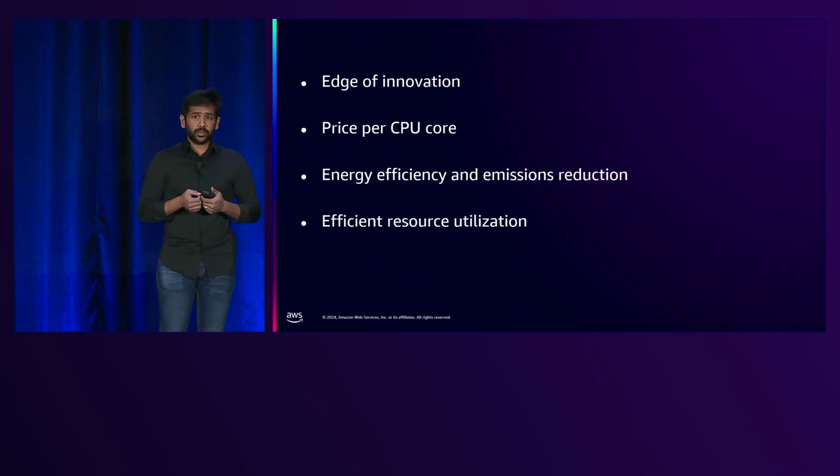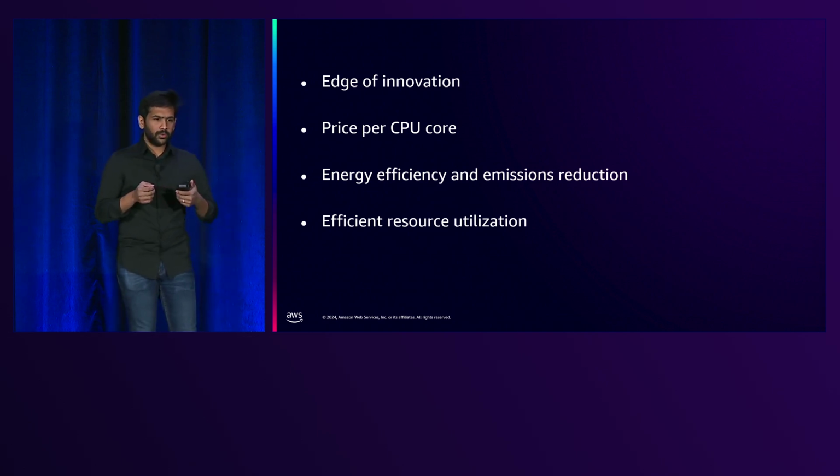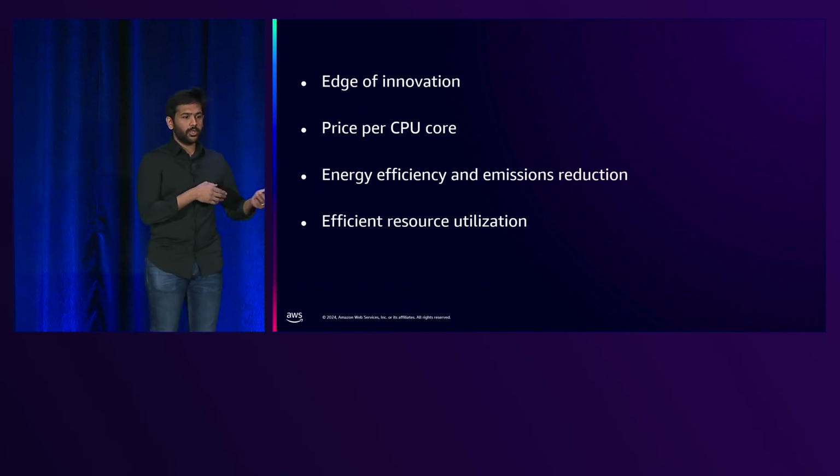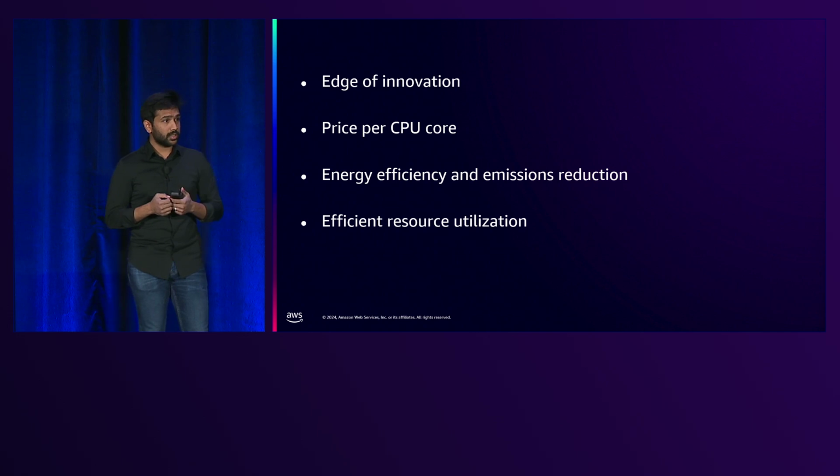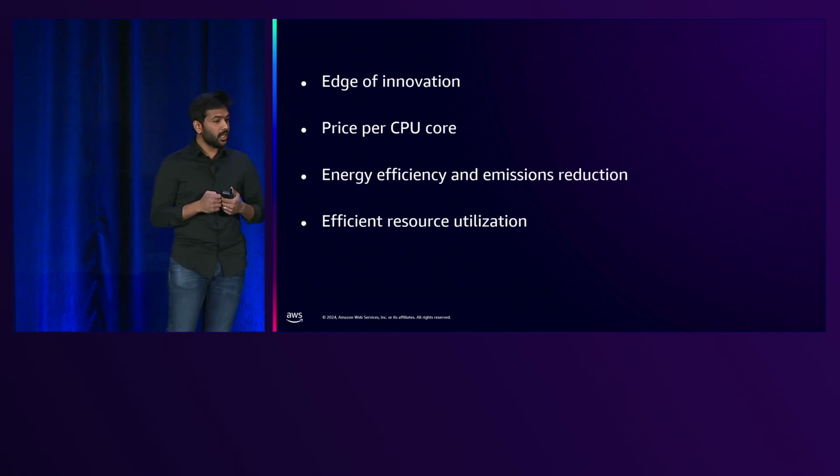Secondly, the price per CPU core on Graviton is generally a little less expensive compared to the Intel family or AMD family of instance types. So given we run several thousands of EC2 instances in our production clusters, every bit of price efficiency helps us.